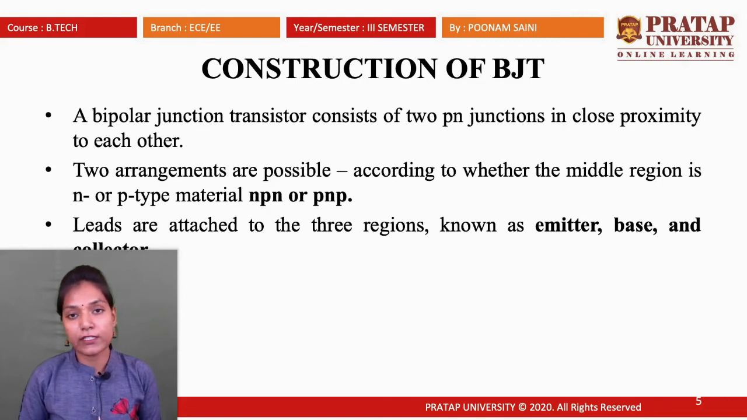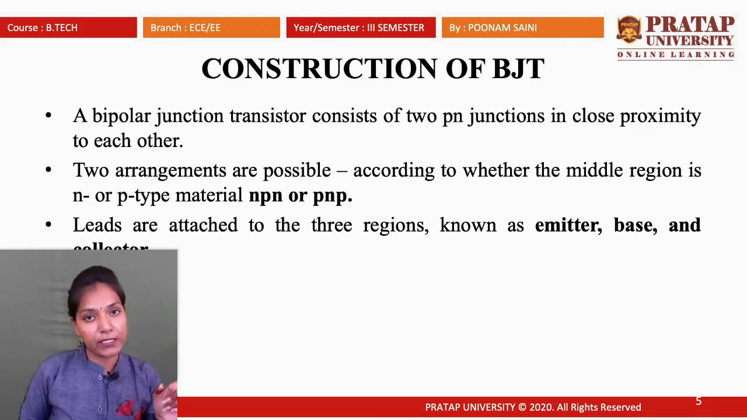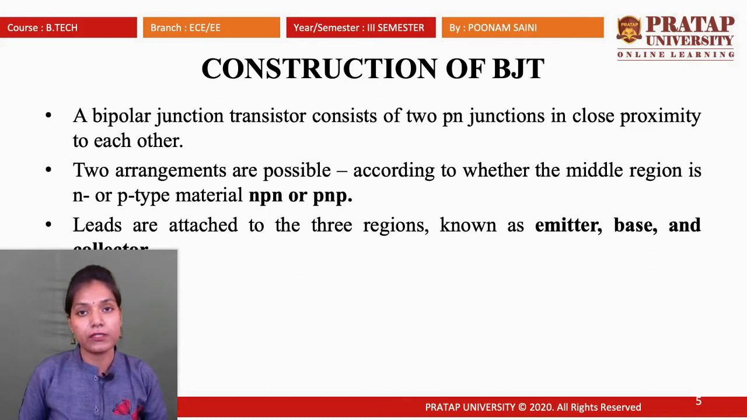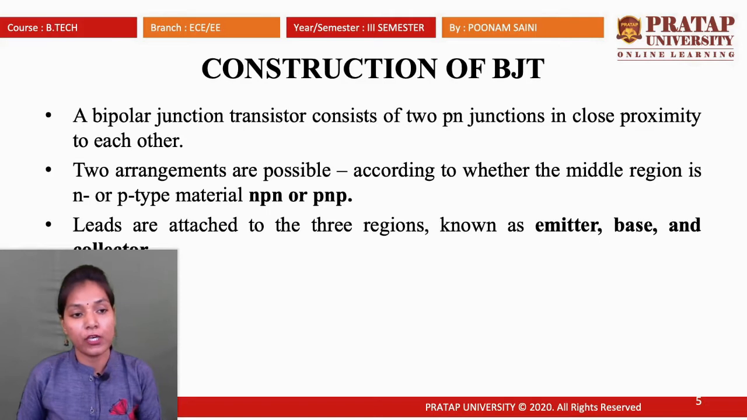So what is the construction of a BJT? A BJT is made up of two PN junctions, like PNP and NPN. When P is sandwiched between two N terminals, it is known as NPN, and when N is sandwiched between two P terminals, it is known as PNP. So there are two possible arrangements.